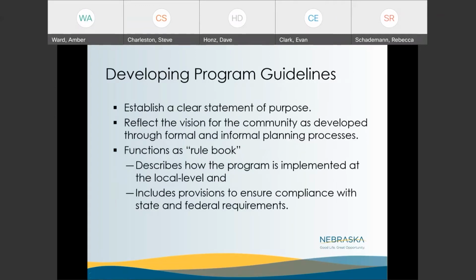When you're developing your program guidelines, there should be a clear statement and purpose that reflects the vision of the community, whether that's through development of formal and informal planning processes. Essentially, your program guidelines are going to function as your rule book of the project that you're implementing. It'll describe how it's implemented at the local level, and it'll have all the provisions to ensure compliance with both state and federal requirements.